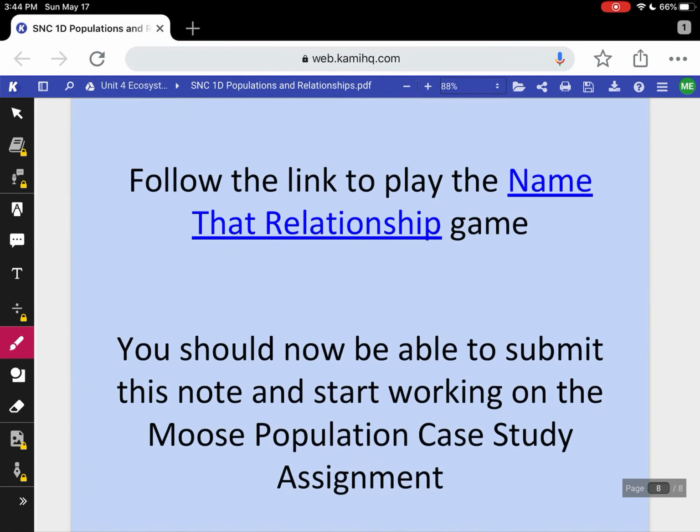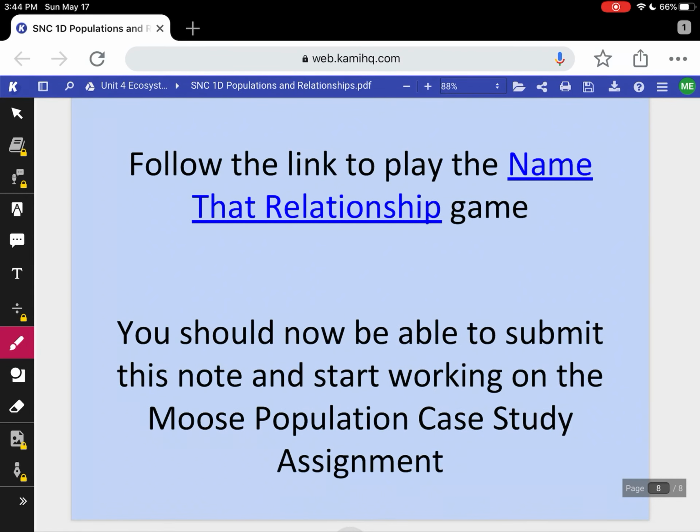Okay, so you guys now want to follow this link to play the Name That Relationship game. You're going to be shown a series of pictures and you want to try and link what type of relationship they are. Then you should be able to start working on the moose population case study assignment and get that handed in.